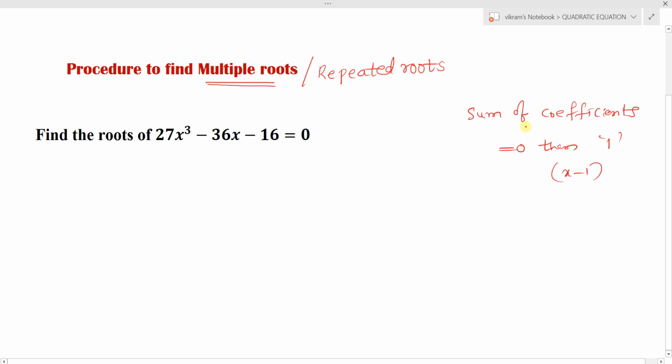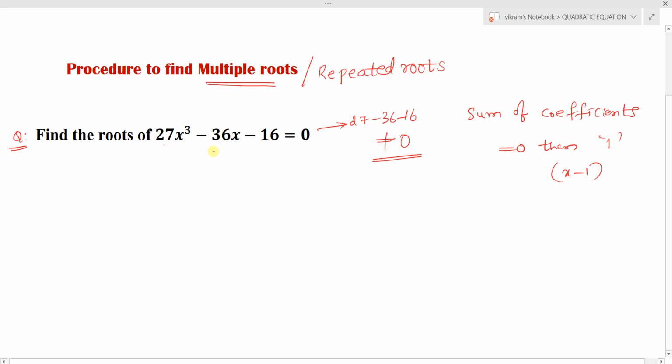other roots. But consider the question given here: find the roots of 27x cube minus 36x minus 16 equal to 0. If we find the sum of the coefficients, that is 27 minus 36 minus 16, the sum is not equal to 0. So here we don't have any root from which to find the remaining roots.